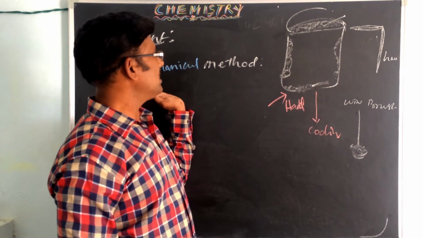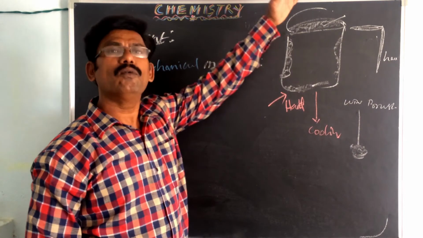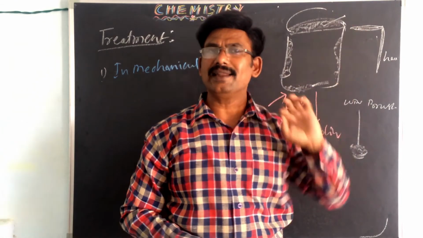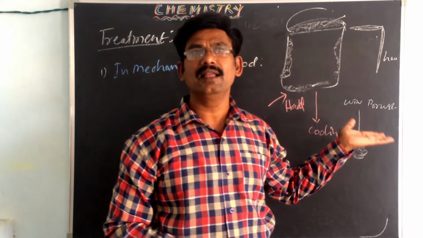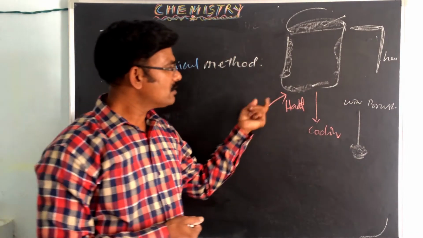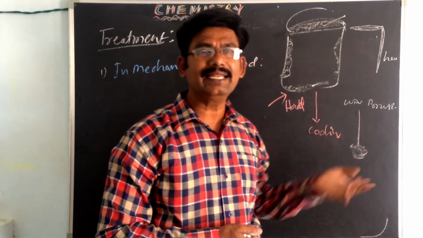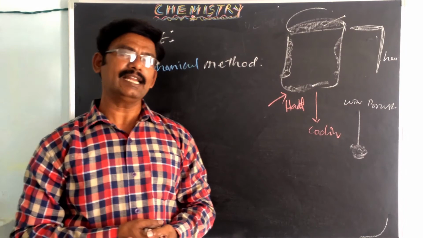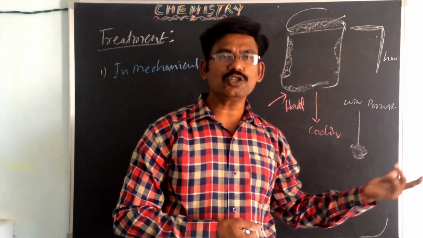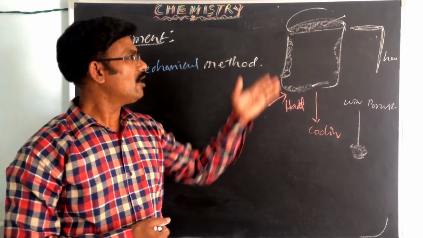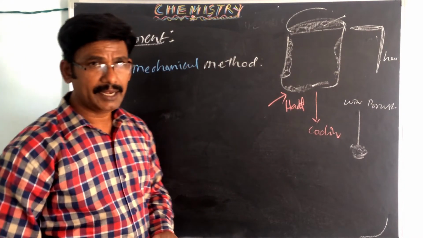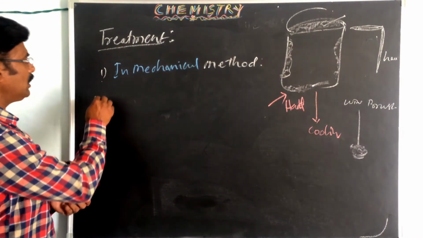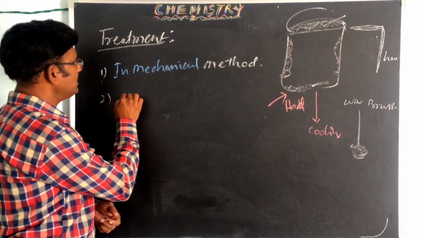So in the mechanical method, if scales are loosely adhering, they can be removed by using scrapers or brushes. If scales are brittle, they can be removed by giving a thermal shock, that is heating and subsequent sudden cooling. They can also be removed by blow down operation. Next, the chemical method.